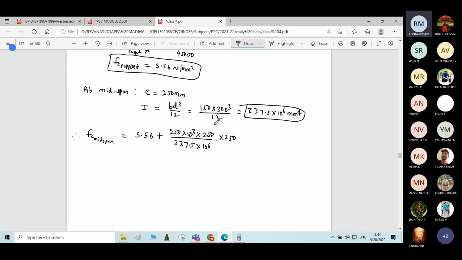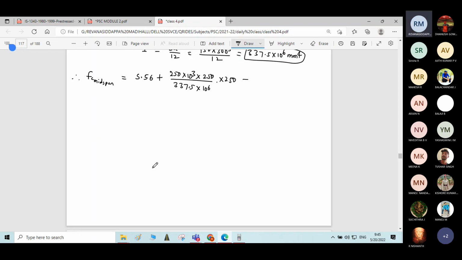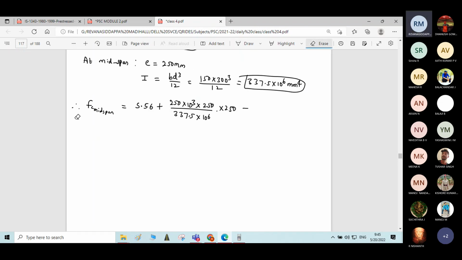Minus M by I into E. The moment is required now, which you calculate now. Calculate the total moment in the beam. Better you calculate the total moment in the beam, then you can do this calculation. I forgot to calculate the moment.